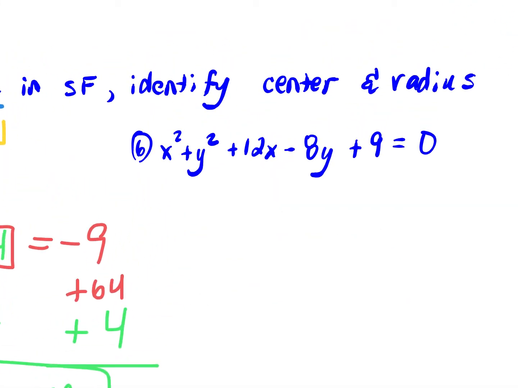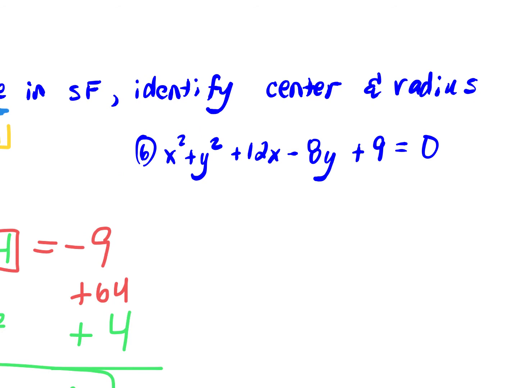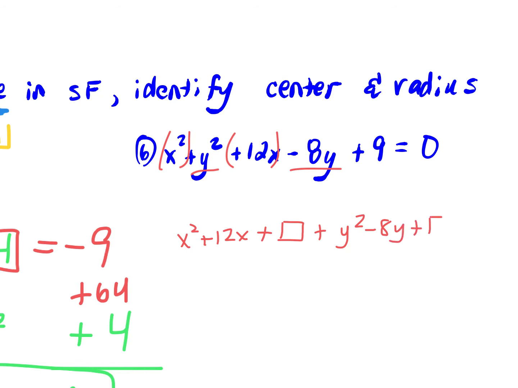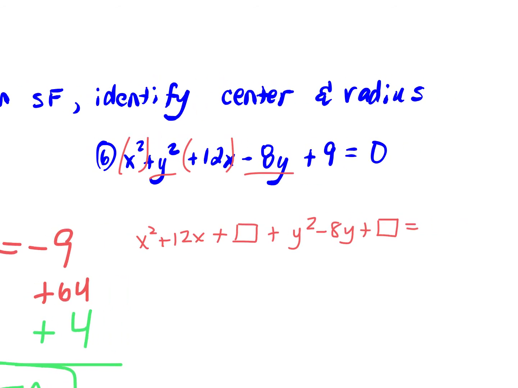Okay, guys, over here we're going to do the exact same thing. I'm going to get my x's together and then my y's. You see they're not in the same order, but no big deal. So I have x squared plus 12x plus the box plus y squared minus 8y plus the box equals, and we're going to move this 9 to the other side, so it becomes negative 9.